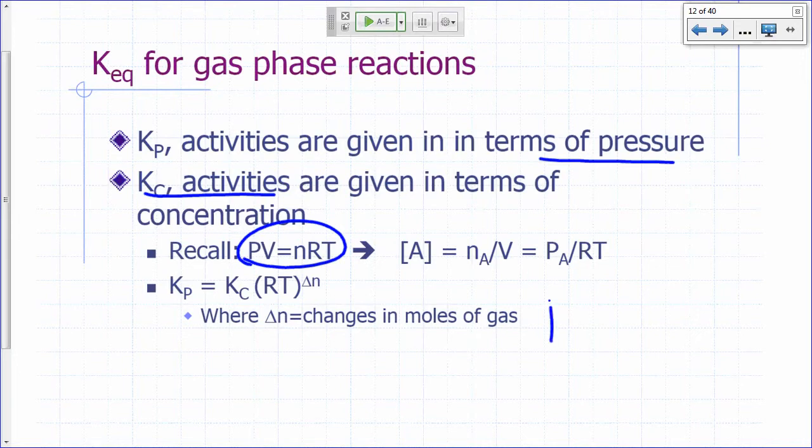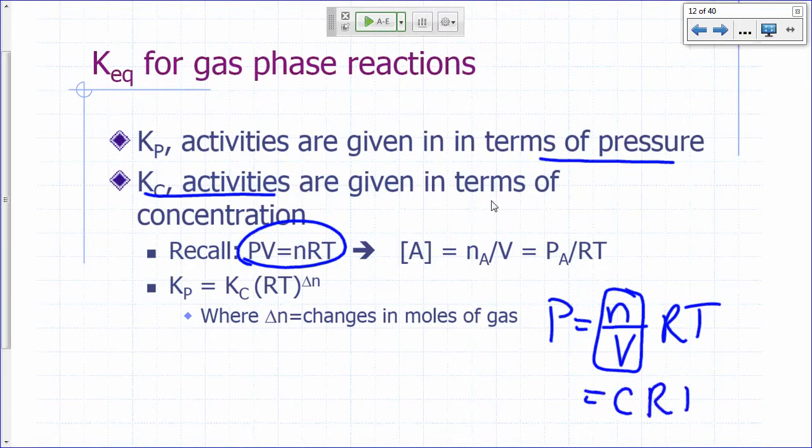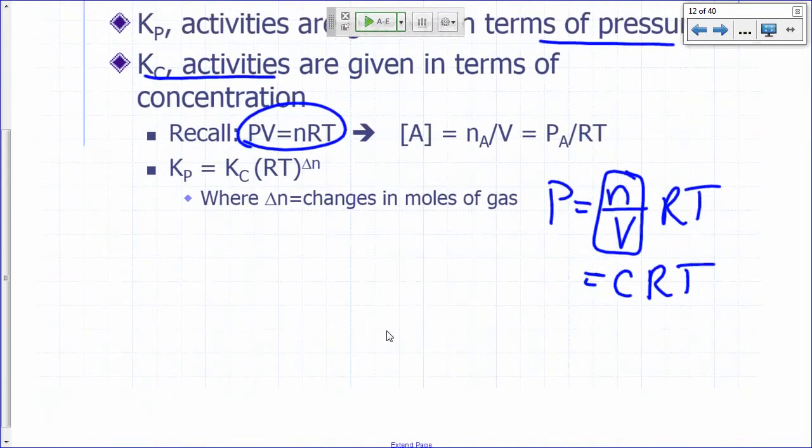That P is equal to n over V times RT, right? So that means what's n over V? Moles per liter. So that's concentration. So I can write that as CRT. Okay? So if that's the case, then what is Kp?